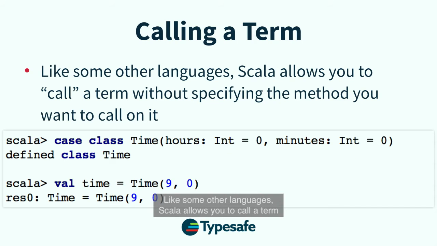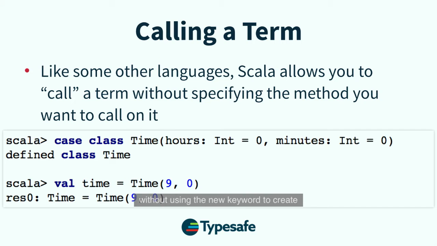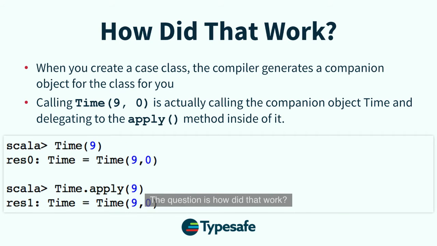Like some other languages, Scala allows you to call a term without specifying the method you want to call on it. So for example, we noticed in the earlier session that we could create a case class Time instance without using the new keyword. In this example, we have the definition of what a case class Time is, and then we create a field time without using the new keyword to create the instance of Time that it binds to. The question is, how did that work?